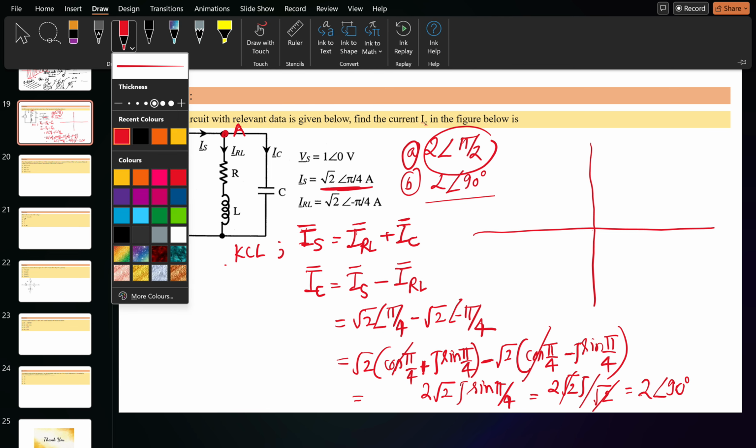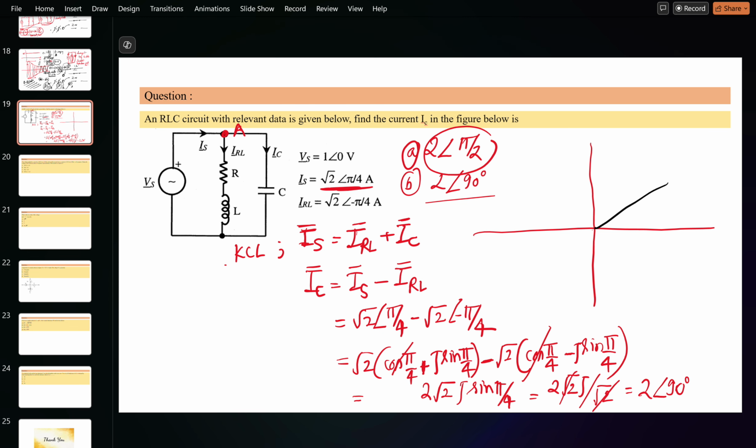So when you draw the phasor of this, it will look something like this: root 2 angle pi by 4. What about root 2 angle minus pi by 4? Something like this. Okay. What is the value of I? Minus pi by 4, but that means it should be in the opposite direction of that, no, sir. Yes, so I am taking this as a reference.